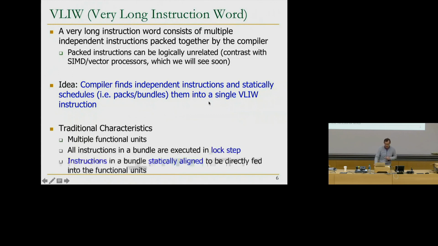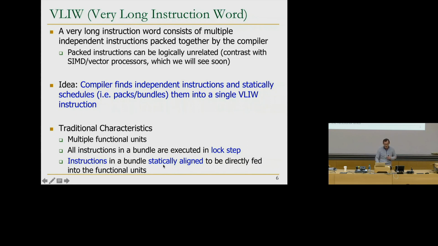So, traditional characteristics: clearly you need multiple functional units to be able to execute multiple things, very similar to superscalar execution. All instructions in a bundle are executed in lockstep. Again, the reason for this is the philosophy. The philosophy is hardware should stay extremely simple, software should do all the job of scheduling the instructions. If hardware should stay extremely simple, then all of the instructions should finish before you move to the next instruction, because otherwise hardware needs to do some complex scheduling. That's the thinking. Although we will see that this is actually a downside of VLIW.